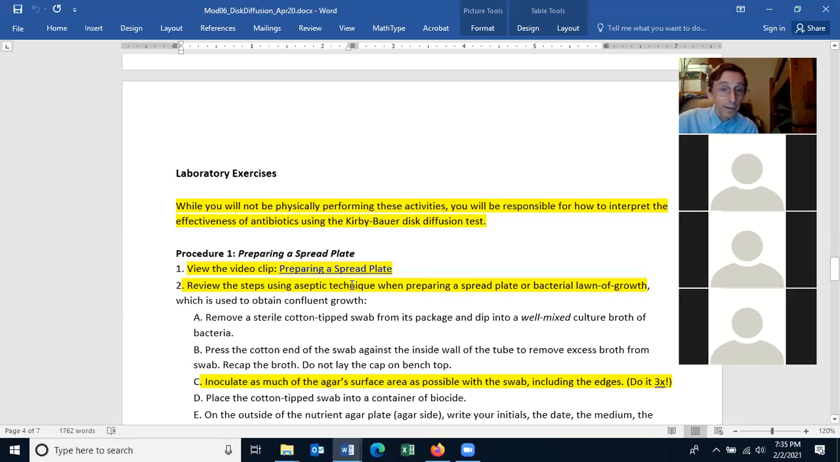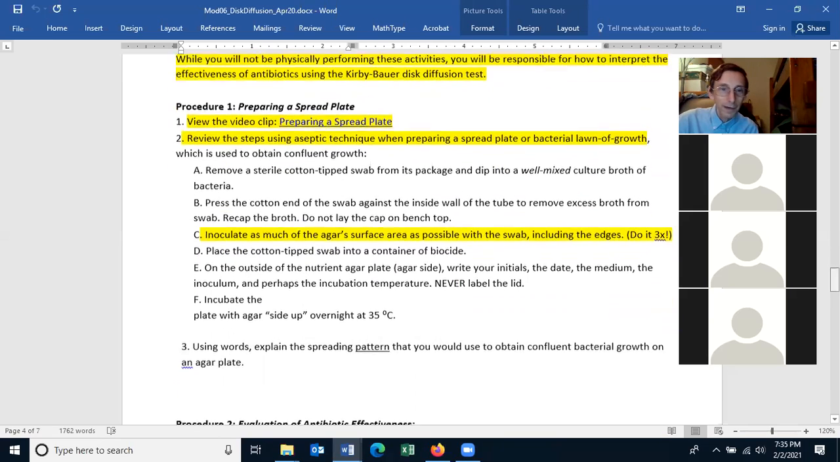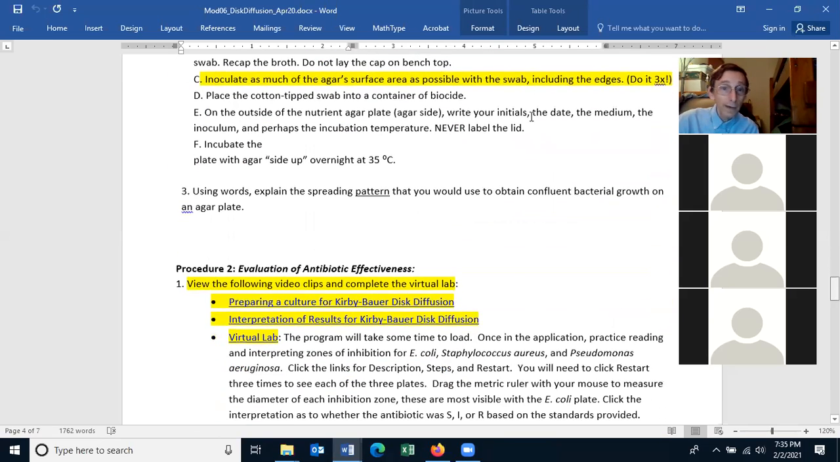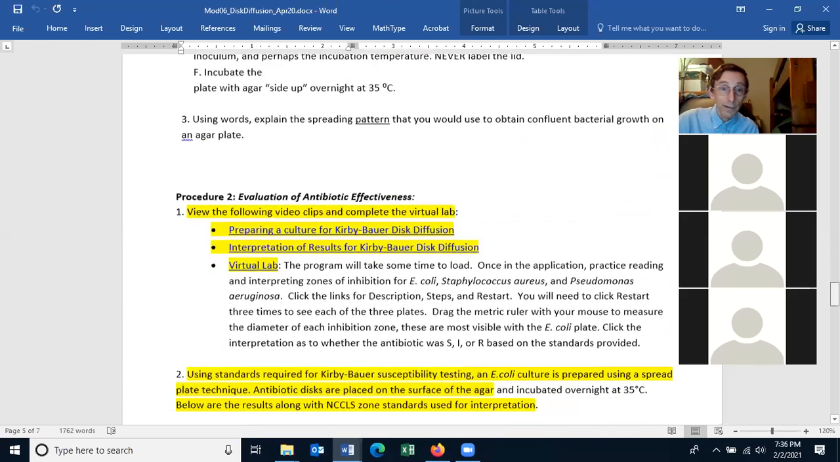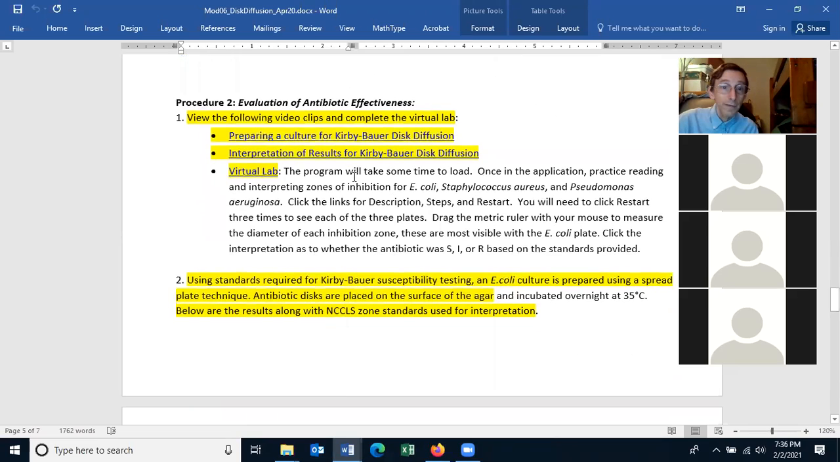View the clip on preparing a spread plate, or I talked about that, sorry. I forgot I moved there. Anyways, that's how you do it. And then view the videos for evaluating the antibiotic effectiveness, the interpretation of the results for the Kirby-Bauer disc diffusion, and then the virtual lab, if you can get it to run in Flash. This will give you a practice on doing the lab.